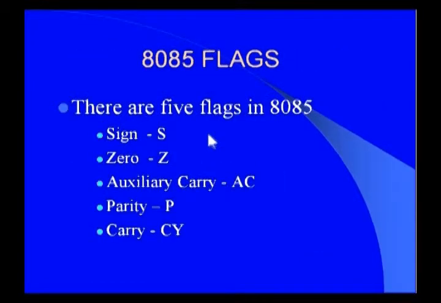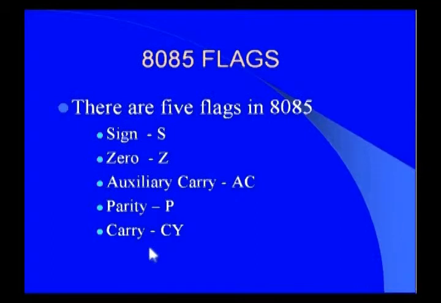In the case of 8085, there are 5 flags, namely sign flag, zero flag, auxiliary carry flag, parity flag and carry flag. Whenever we add 2 numbers, if the MSB becomes 1, it may be treated as a negative number. So the sign flag bit is set to 1. Similarly, if the result becomes 0, the zero flag is set to 1, otherwise the zero flag is set to 0. And when we add 2 numbers, if there is a carry from lower order nibble to higher order nibble, the auxiliary carry flag is set to 1.